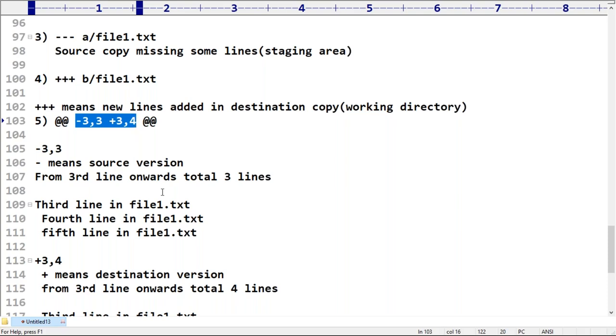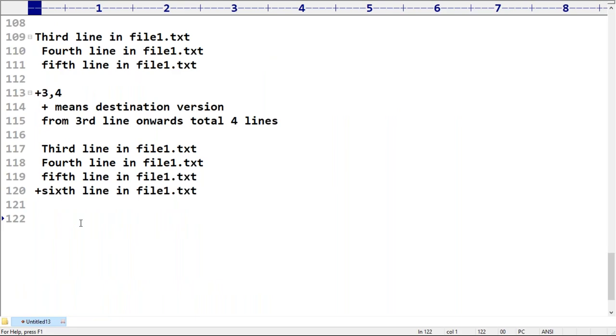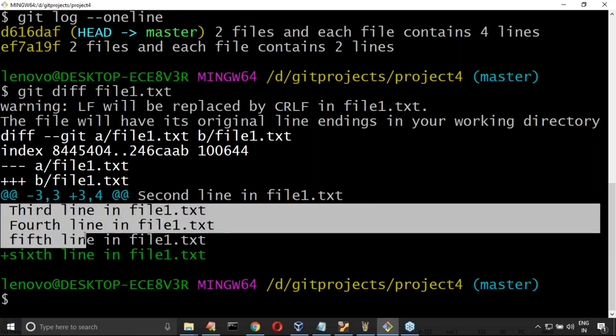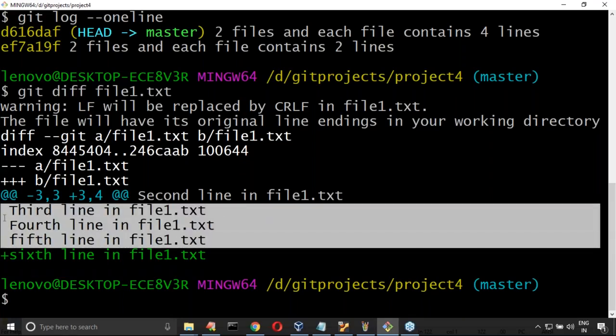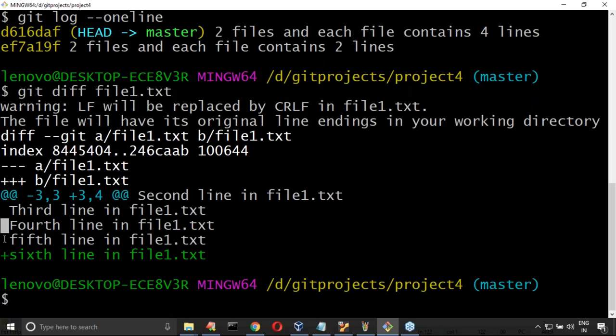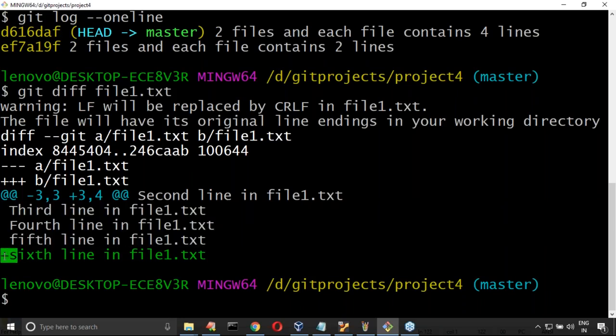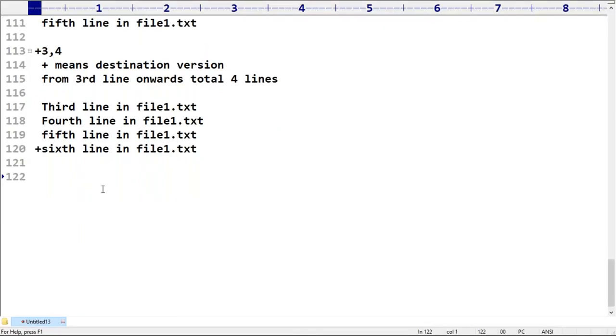Now here, just observe carefully. In the lines, if you observe, these lines start with a space. The first three lines start with a space, but this line starts with the plus symbol. This line starts with the plus symbol. Now observe that.